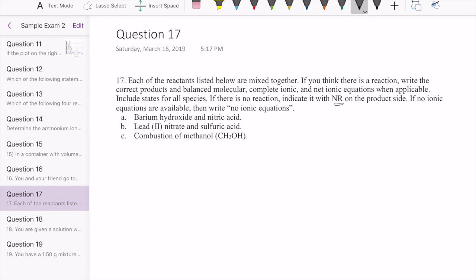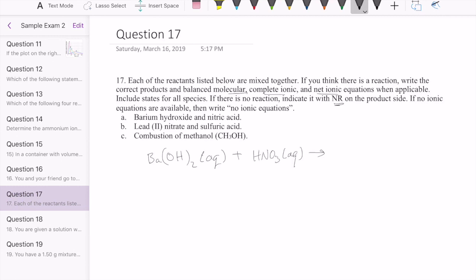And remember that we can write all of these reactions if there are double displacement reactions, right? And you have aqueous species. So let's see what kind of reactions we have. The first reaction is barium hydroxide with nitric acid. So we just have to write this out first, which hopefully means that you still remember all your nomenclature information. So Ba(OH)2 is aqueous and nitric acid is HNO3.